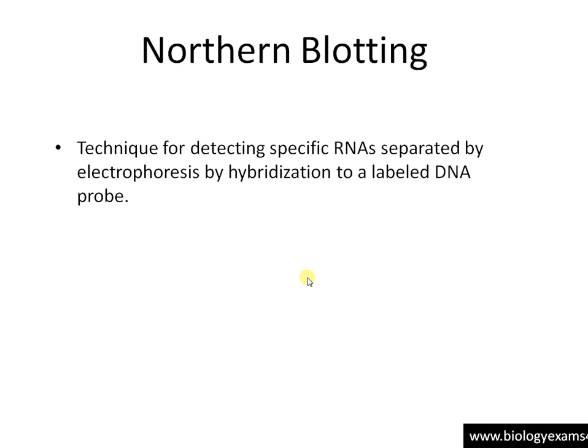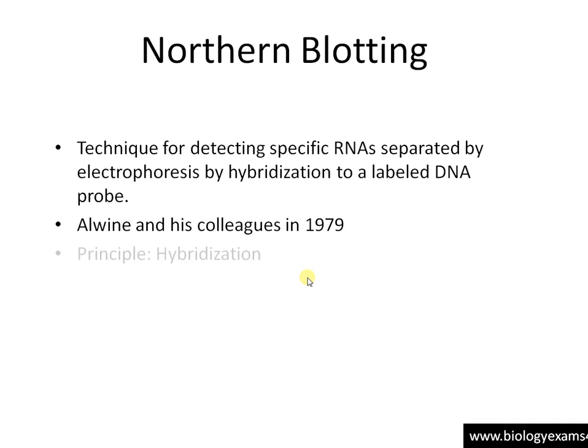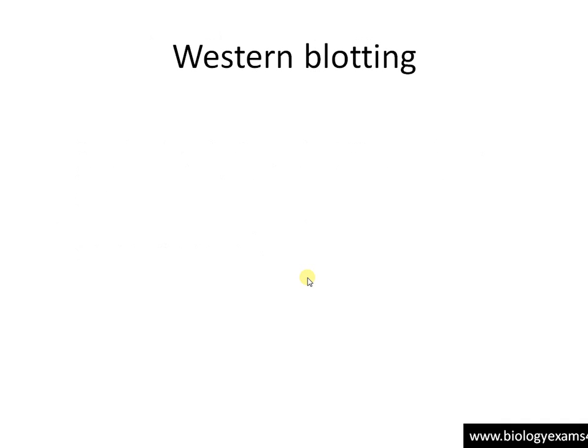Northern blotting is a technique for detecting specific mRNAs separated by electrophoresis by hybridization to a labeled DNA probe. Here also, the technique was developed by Alwine et al. in 1979. The principle is the same as southern blotting. Hybridization is the key, where we will be using either a DNA or RNA probe.